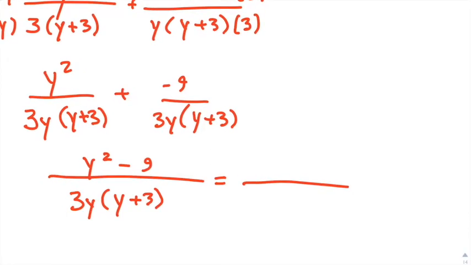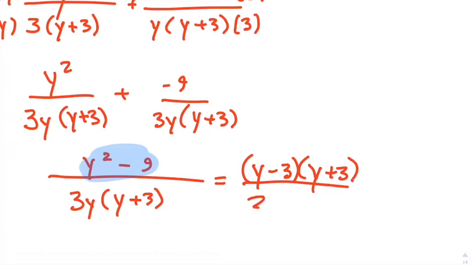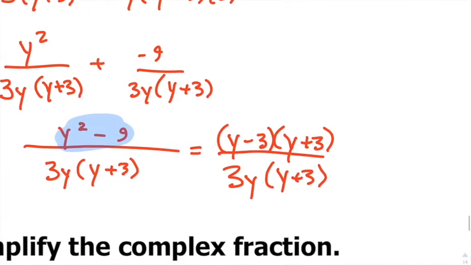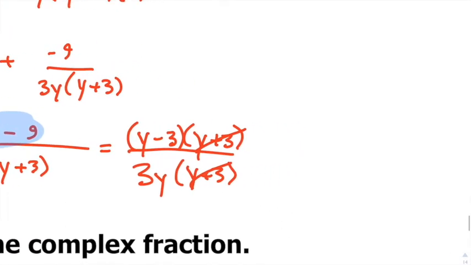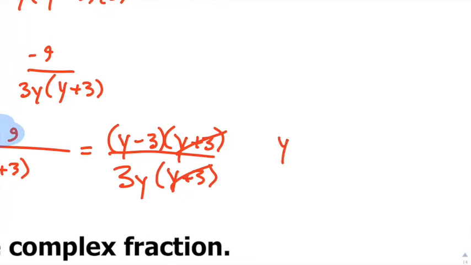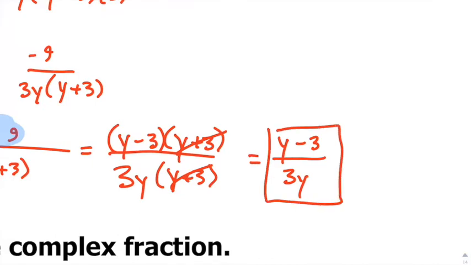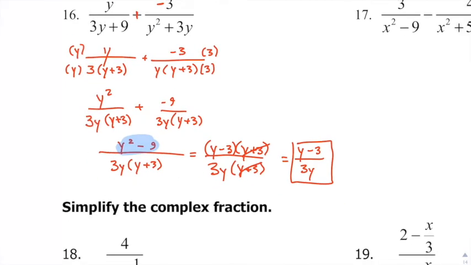And then actually this one's going to come out kind of what I was hoping one would do here. That numerator up there, that's a difference of squares. So we're going to write that as y minus 3 and y plus 3. And then down in the denominator, 3y and then y plus 3. Okay, and then what's nice here is these actually simplify, the y plus 3's, and then you're just left with y minus 3 in the numerator, and then 3y in the denominator. So this one cleans up a lot nicer than some of the other problems.